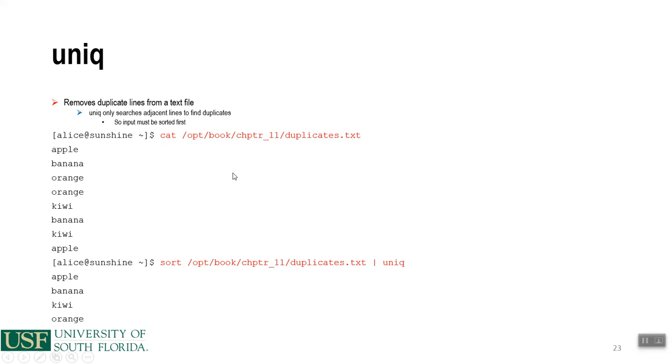Unique removes the duplicate lines from a text file. Unique only searches adjacent lines to find duplicates, so the input must be sorted first. So if you want to remove duplicate values from a particular list, say that you're doing user management, for example, and you see four users with the same username and email address and so on, you want to go ahead and remove them and have only one record of it accordingly.